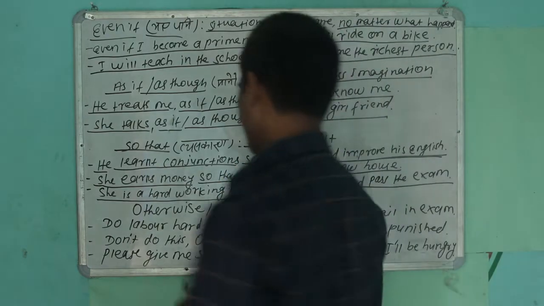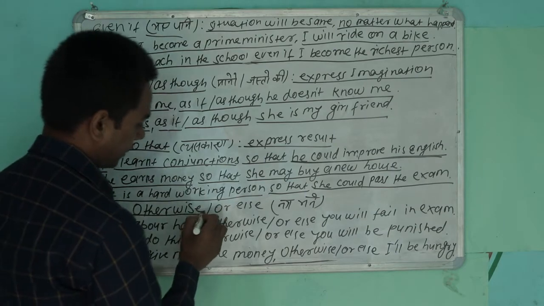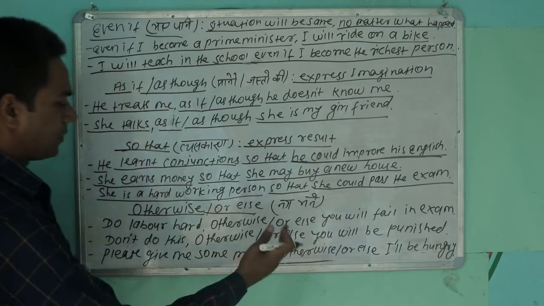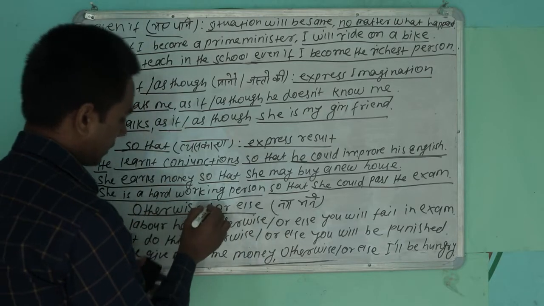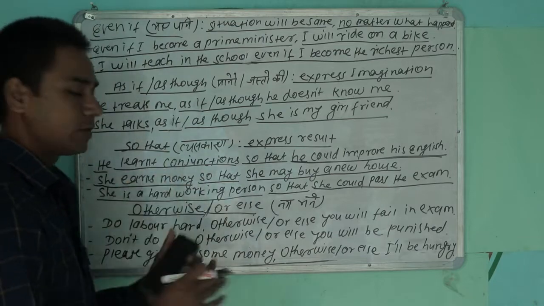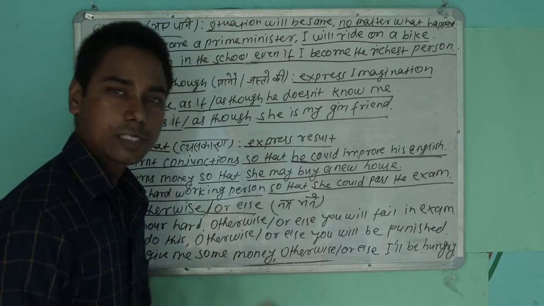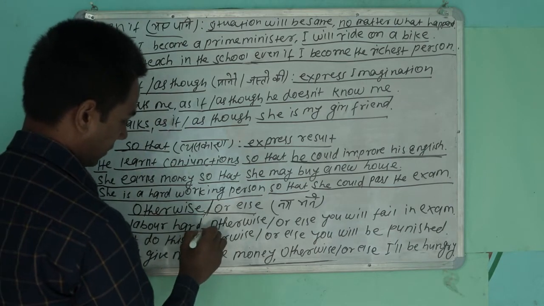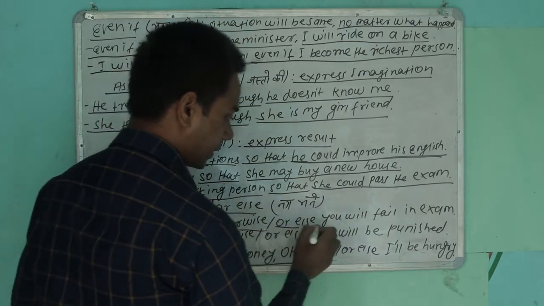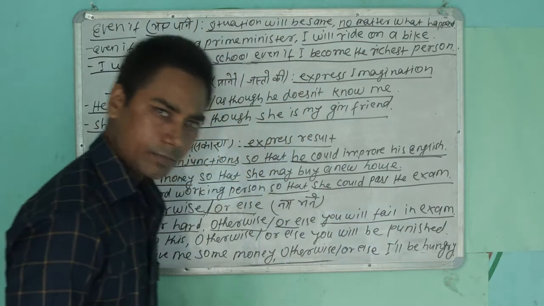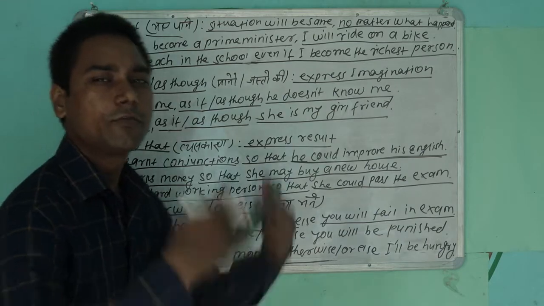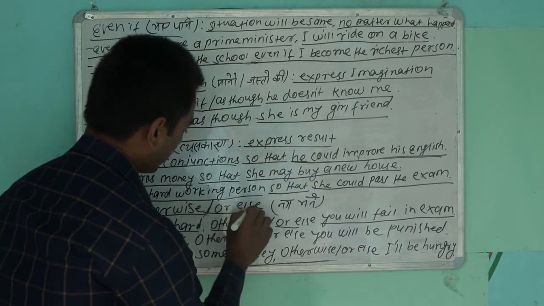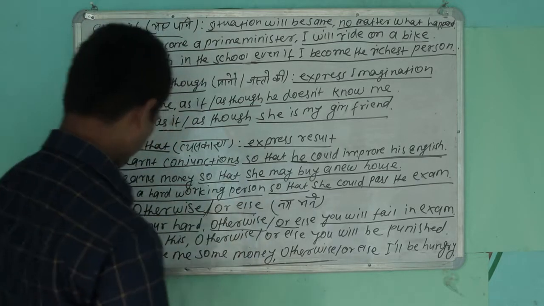Then after that we have otherwise or else. नत्र भन्ने, in Nepali, नत्र भन्ने सेन्समा हामी युज गर्छौं. Yes, otherwise or else have the same meaning, no difference in meaning. So look at the example. Do labor hard, otherwise or else you will fail in the exam. Do labor hard, otherwise you will fail in the exam. So we can use otherwise or else because they both have the same meaning.